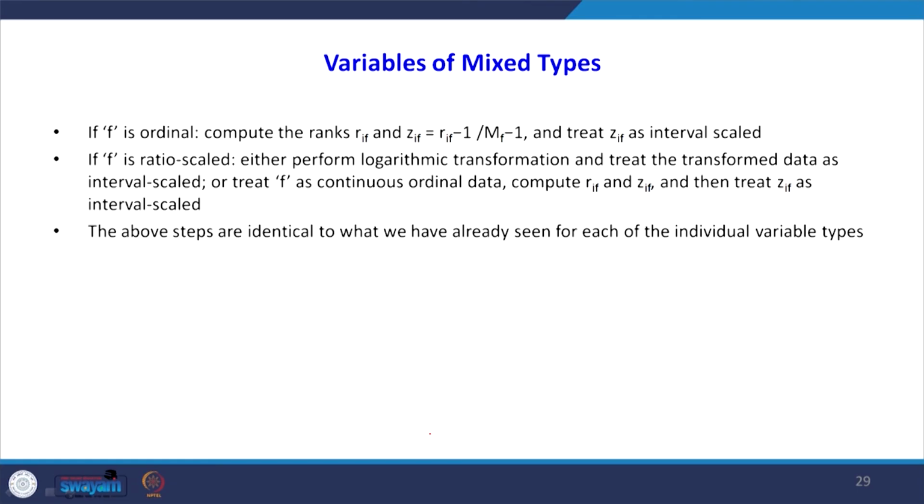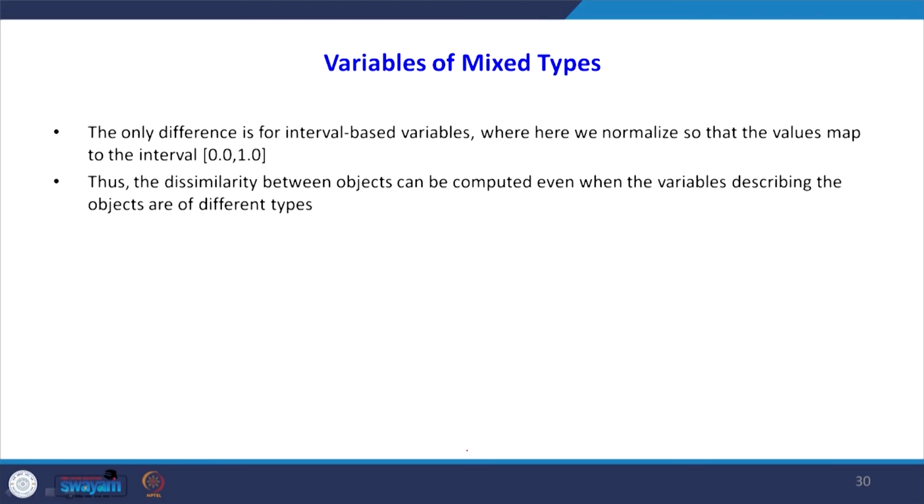If f is ordinal, compute the rank r_if and z_if using the formula z_if = (r_if minus 1) divided by (M_f minus 1), and treat z_if as interval scaled. If f is ratio scaled, either perform a logarithmic transformation and treat the transformed data as interval scaled, or treat f as continuous ordinal data, compute r_if and z_if, and then treat z_if as interval scaled. The above steps are identical to what we have already seen for each of the individual variable types. The only difference is for interval based variables, where here we normalize so that the values map to the interval 0 to 1. Thus, the dissimilarity between objects can be computed even when the variables describing the objects are of different types.